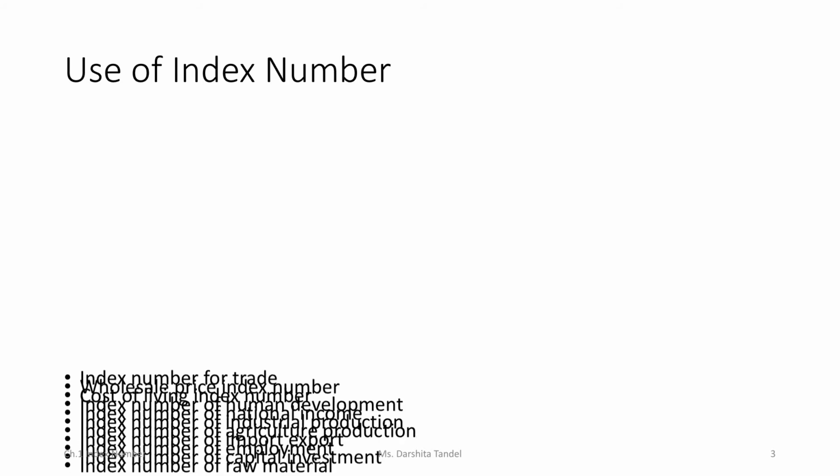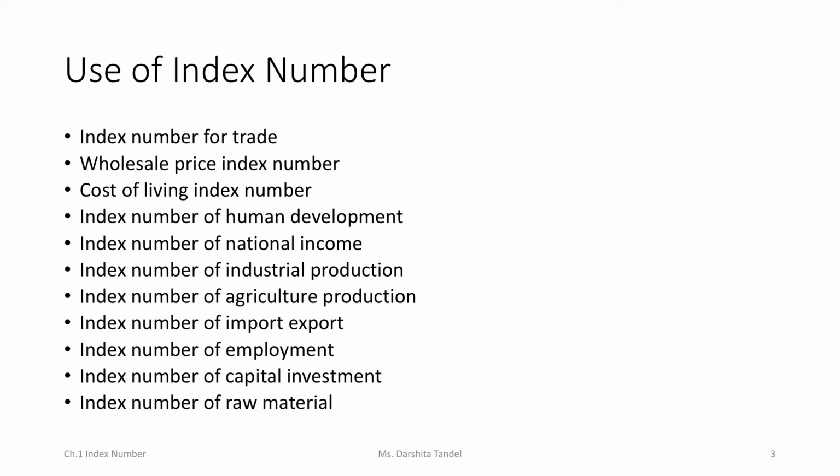First, index number for trade. The index number for trade is useful as a guideline to study the general situation of economic activities of business and trade in the country. Second, wholesale price index number. This index number is useful to the government, producers and businessmen to take policy decisions such as knowing the demand and supply of items in the economy, estimating future values and planning for the future.